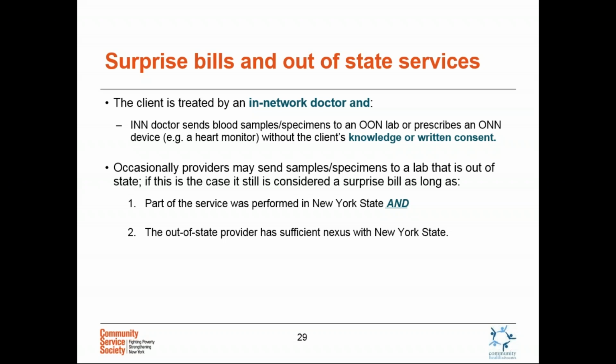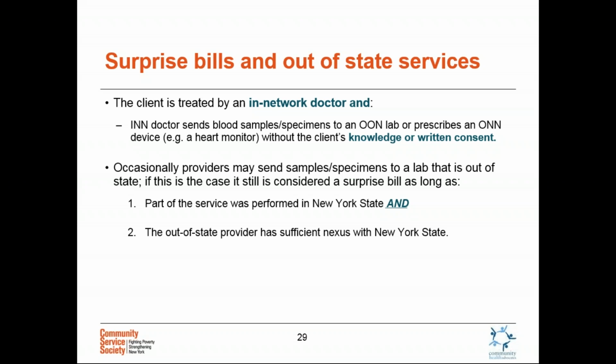So the test is that, number one, part of the service was performed in New York State, and number two, the out-of-state, out-of-network provider involved has a sufficient nexus with New York State. So what might this look like in practice? Let's say your client goes to their in-network doctor who is located in New York, and the doctor draws blood. That doctor sends the blood samples to an out-of-network lab that's located in Massachusetts without the client's knowledge or written consent to do so.